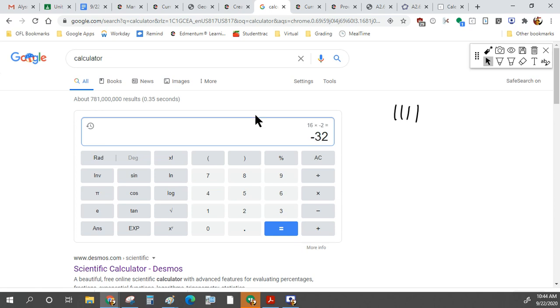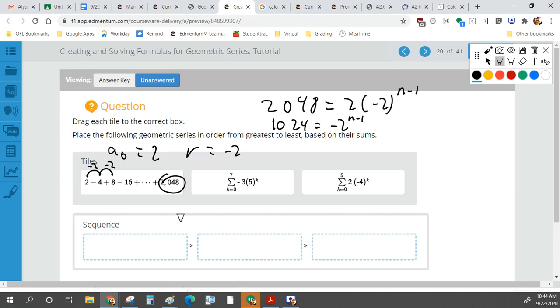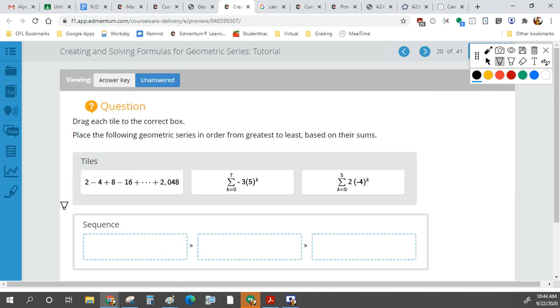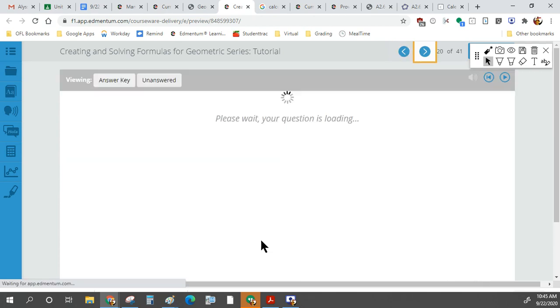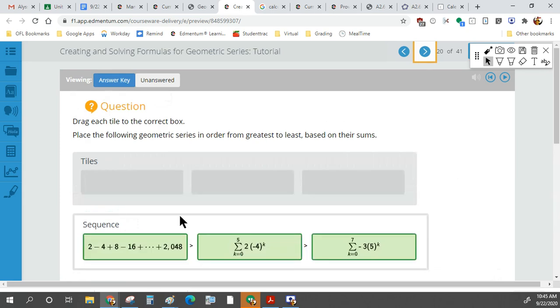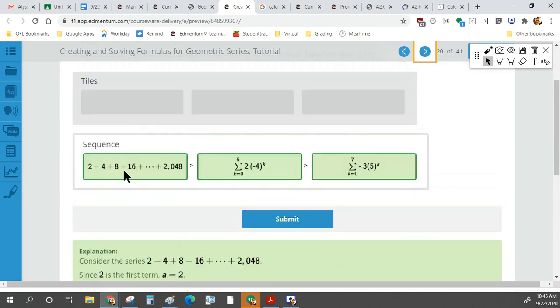times -2. I just realized we don't even have to do this. I'm so sorry, guys. It's asking which one's bigger and which one's smaller. Wait. Oh no, we do because we need to figure out what's that. What's the formula again? How many terms? We don't know how many terms there are. Well, one thing I can let you guys know is this is going to be the smallest.